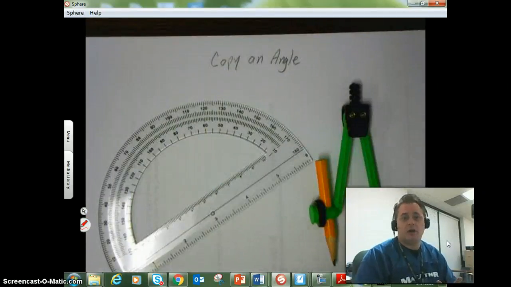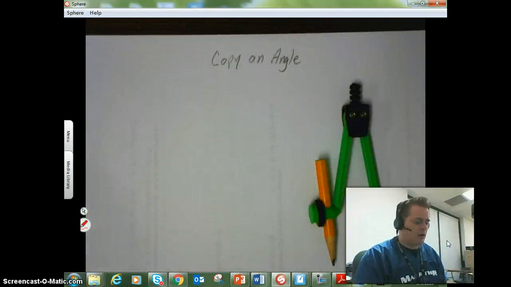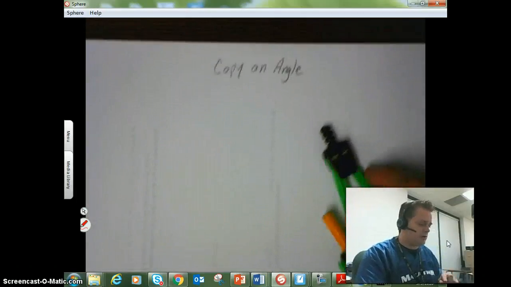Because we will be copying an angle, I will probably use the protractor to measure the angles just to make sure that I copy them correctly. And let's go ahead and get started and see how we're going to do this.